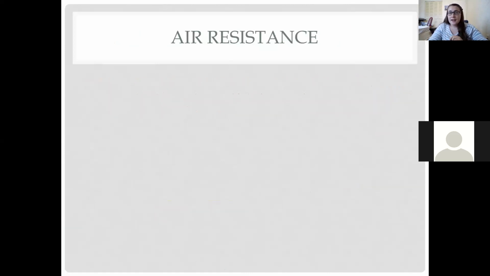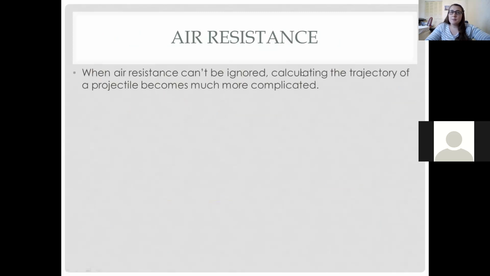Okay, air resistance. So there will be times when air resistance cannot be ignored. For example, if we're talking about terminal velocity, where something is falling as fast as it possibly can, the force of gravity pulling down is exactly equal to the air resistance holding it up, those types of things. So when air resistance can't be ignored, it just becomes a lot more complicated to calculate things.